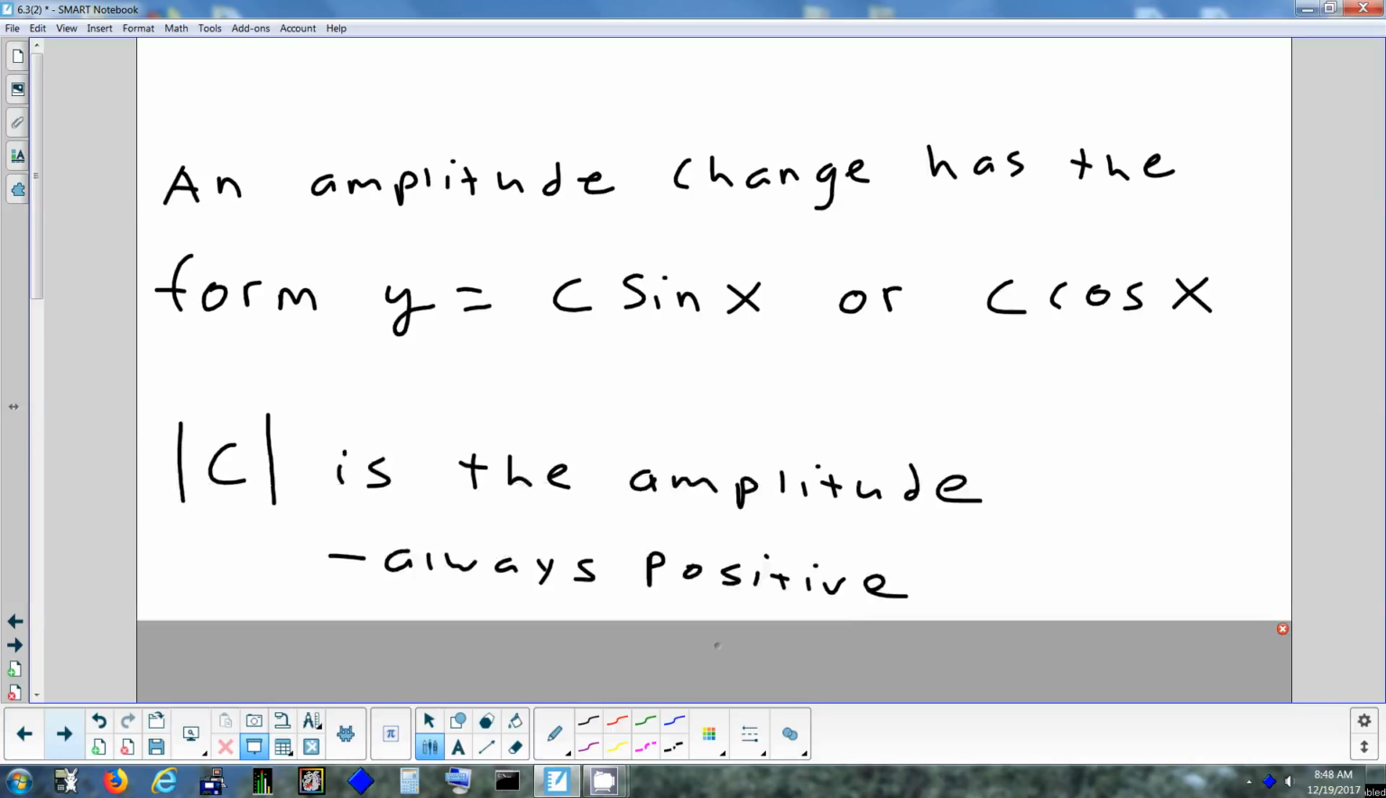So, regardless of what the number is in front, whether C is a positive number or a negative number, if I ask you for the amplitude, you have to make sure you give me the absolute value of the number in front.